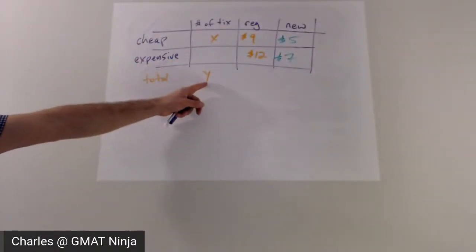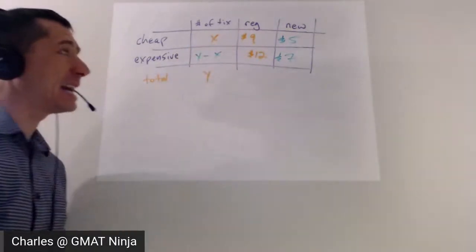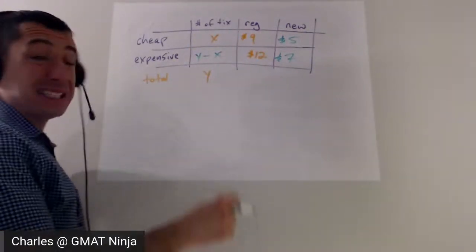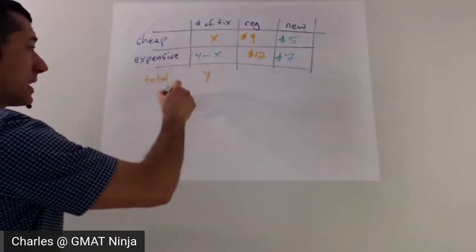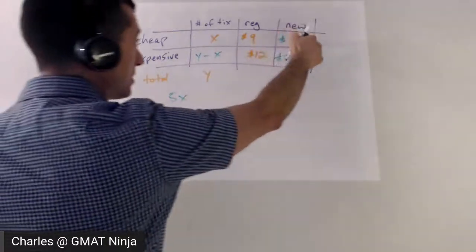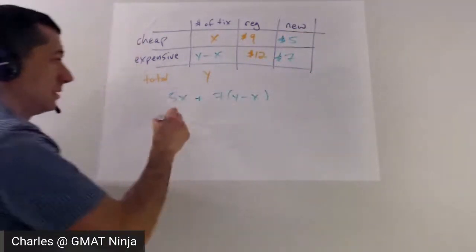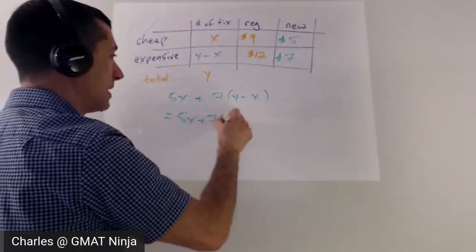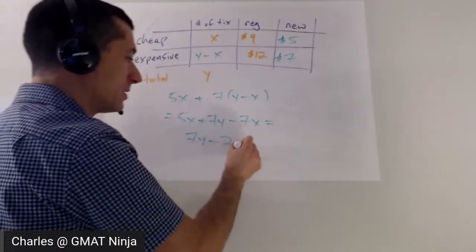And what's the total number of tickets sold here? Well, there's a total of Y tickets grand total. So the total number of expensive tickets has to be Y minus X. And now we're in business, right? So we want to know the total cost of all of these tickets. So it's going to be 5X, plus 7 times (Y minus X). That's 5X plus 7Y minus 7X, and that's going to give us 7Y minus 2X.